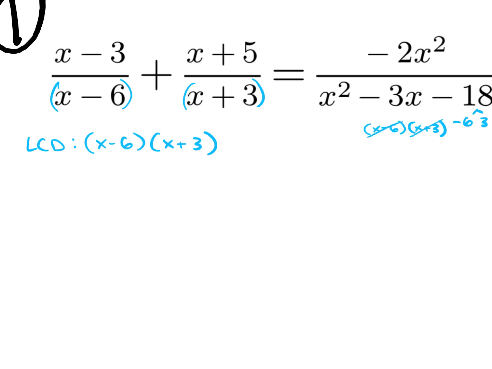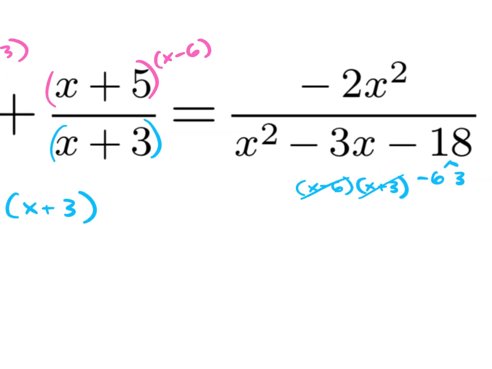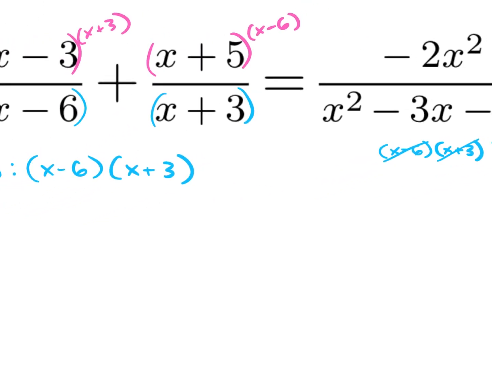What would I do next? Awesome, we multiply by what's missing. So what's missing from my first fraction? What's missing from the denominator? X plus 3. So we're going to have to multiply x minus 3 times x plus 3. What's missing from my second fraction? X minus 6. And then what's missing from my third fraction? Nothing, because there's already both of them in the bottom. So nothing's missing there.